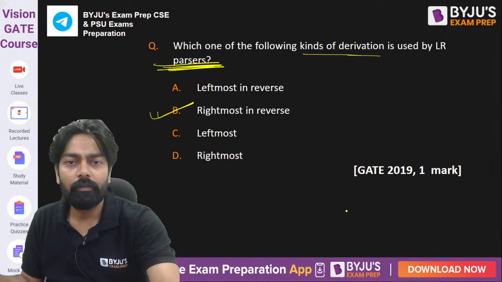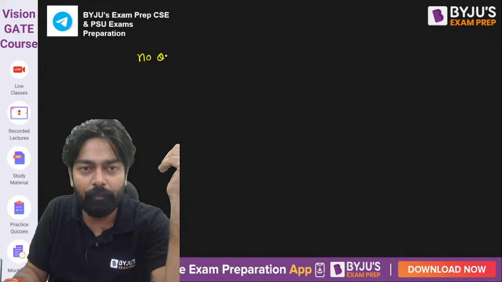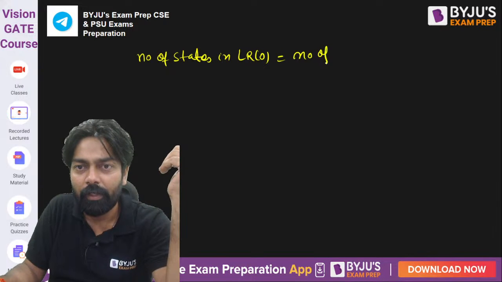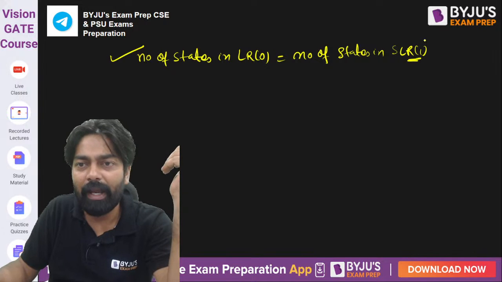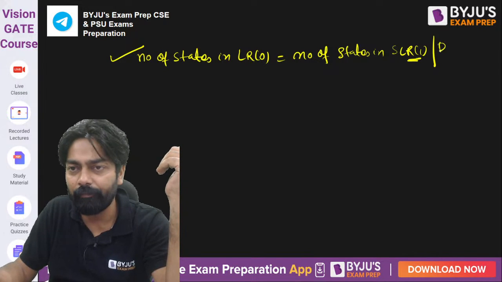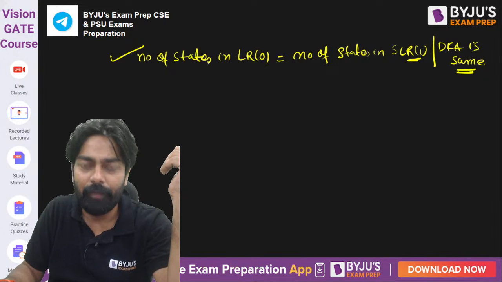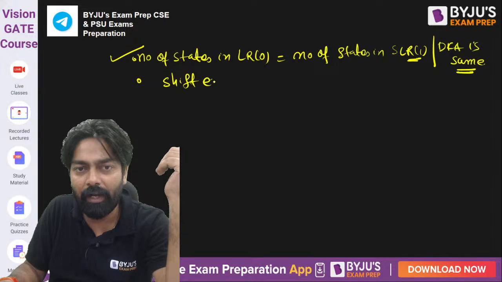Okay. See clearly, so what I told here, number of states: if you observe clearly, the number of states in LR0 is the same as the number of states in SLR1. Why is it happening? Because the DFA is the same, the DFA will not be changed. That's why the number of states in LR0 is the same as the number of states in SLR1. The next point you can observe here: shift entries are the same.